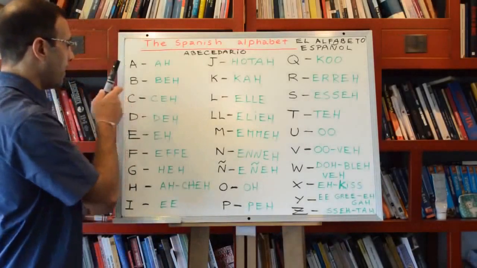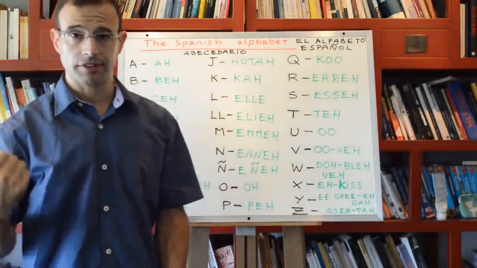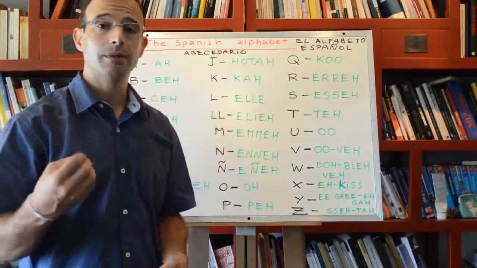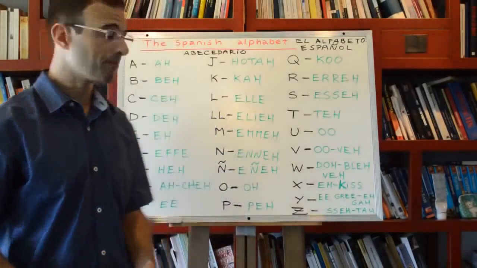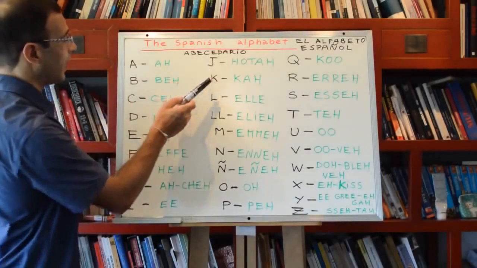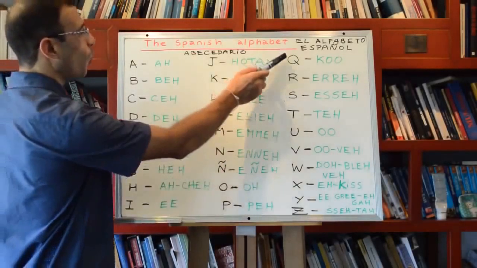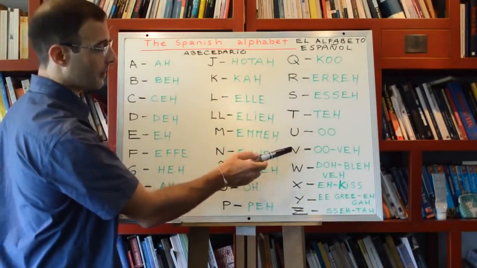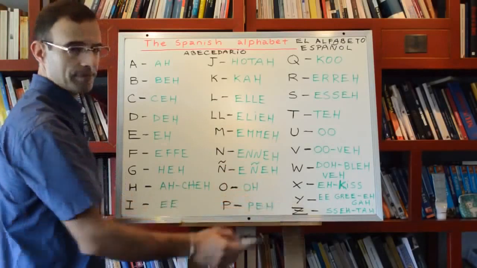Good. A, B, C, D, E, F, G, H, I. First I'll read it fast. Later I'll focus a bit more on each letter so I can help you to pronounce it correctly. And I'll give you some hints on Spanish phonetics, okay? A, B, C, D, E, F, G, H, I, J, K, L, M, N, O, P, Q, R, S, T, U, V or V, W, X, Y, Z.